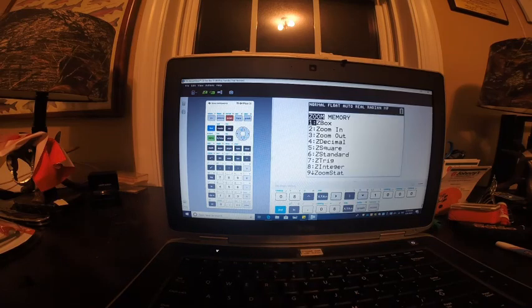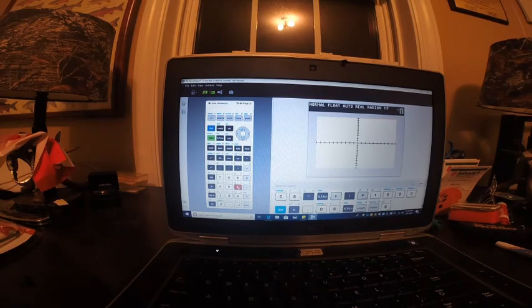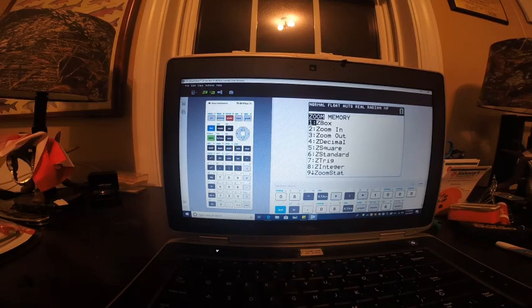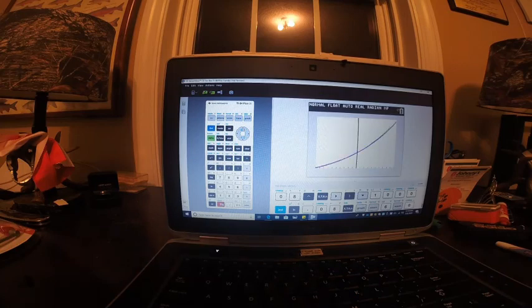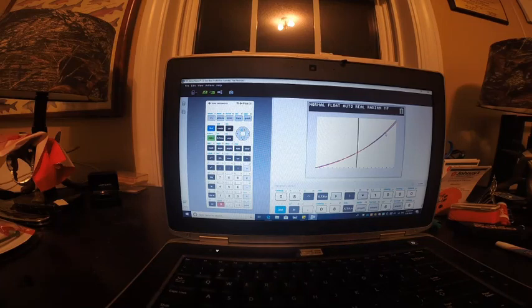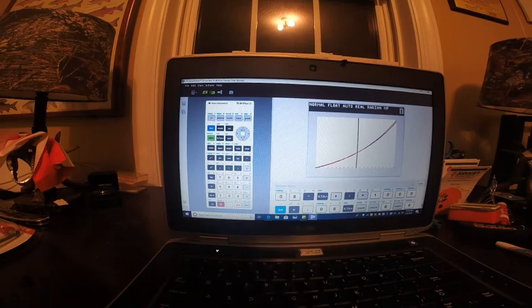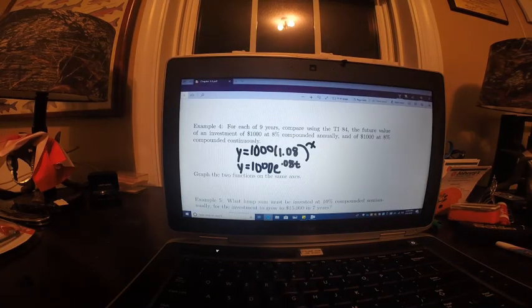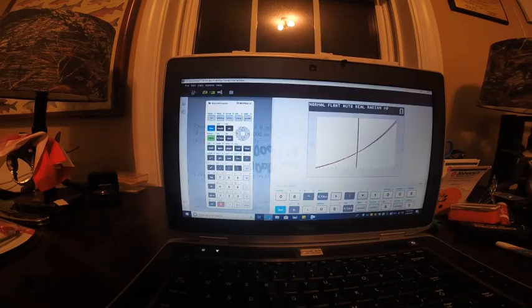If you zoom standard, it doesn't pop up at all. If we zoom fit, you can kind of see the red one's the compounded continuous function, the blue one is the compounded annually function. You can see there's really not much difference. Does it give a specific value? It says for each of 9 years. So let's look at years 0 to 9.